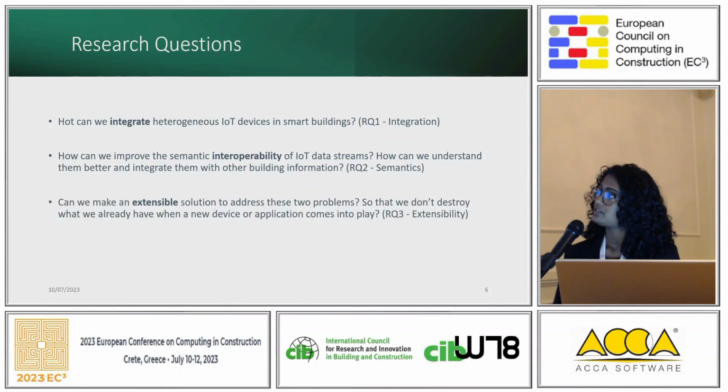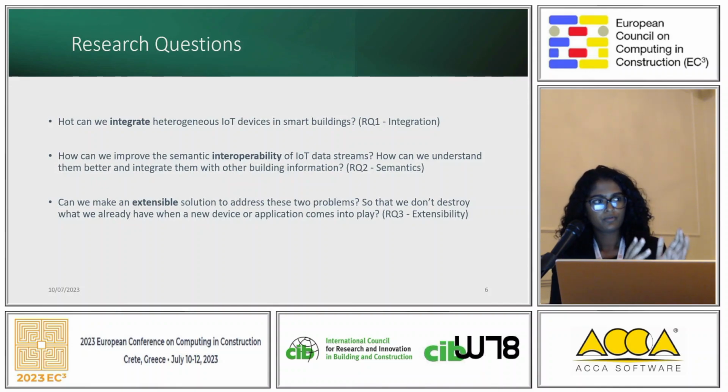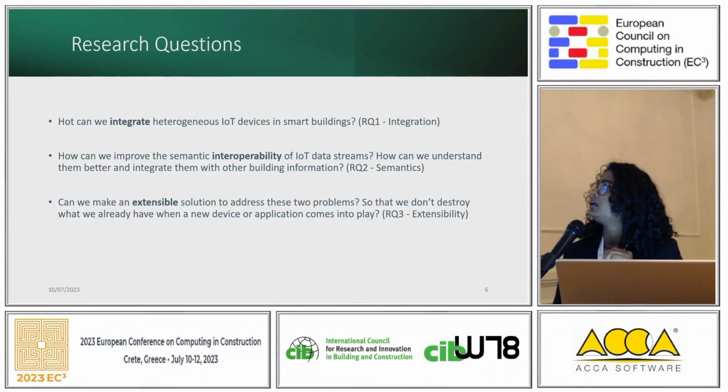And the third question is the most important question: are we going to answer those research questions 1 and 2 only for these 3 platforms and this building only, or are we going to develop it so we can reuse it for other devices, other platforms, and other buildings? So are we going to make it extensible? That means we don't have to destroy what we already have, the code, to make it available for another building, or if we have another IoT platform coming in.